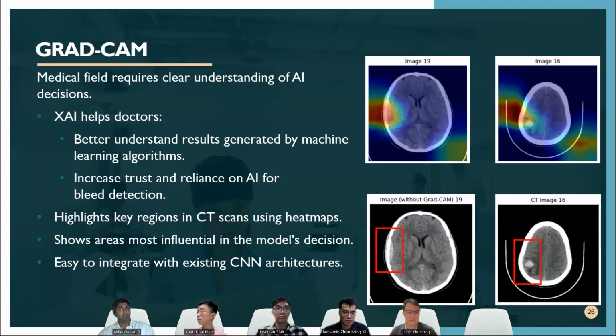That is very true. As you can see above, we have already integrated GradCam into our solution. With this heat map, which illustrates the areas most influential in the model's decision, this can increase trust and reliance in AI by doctors.